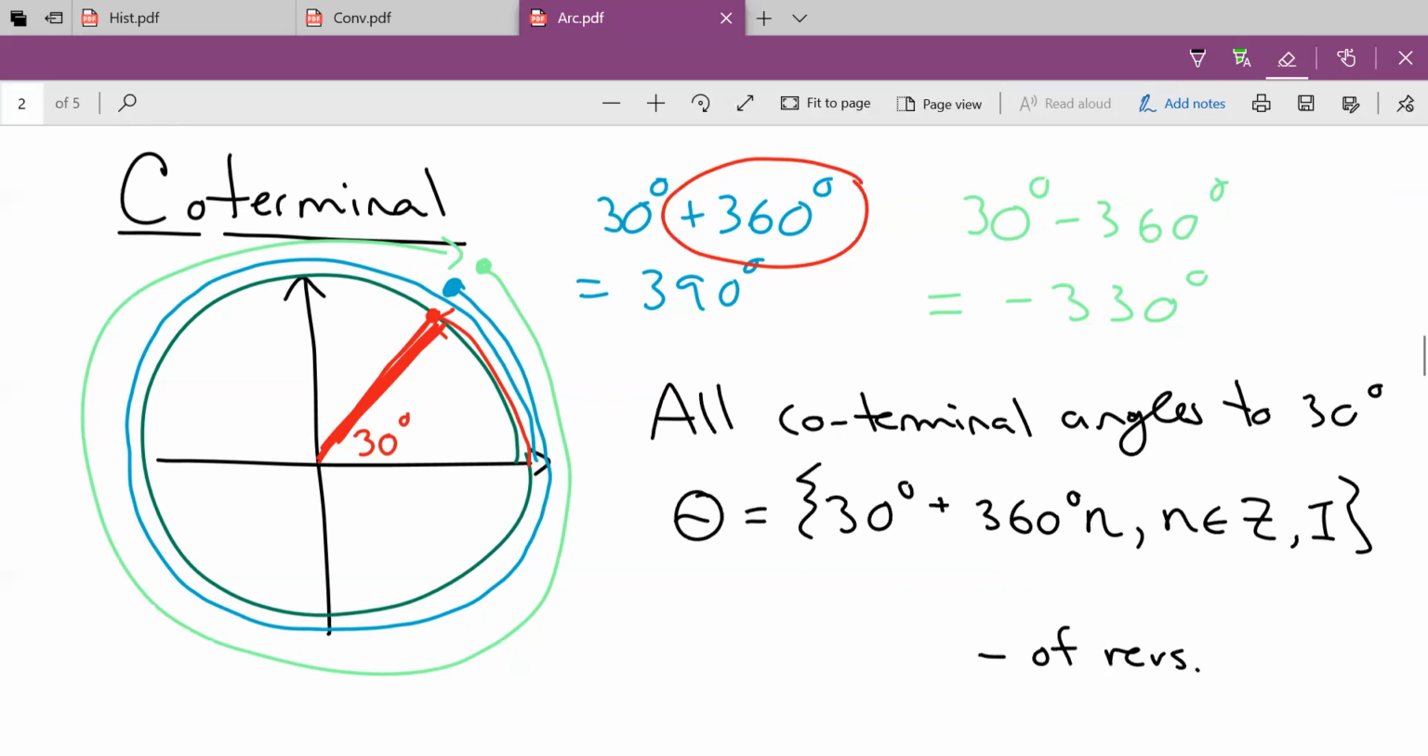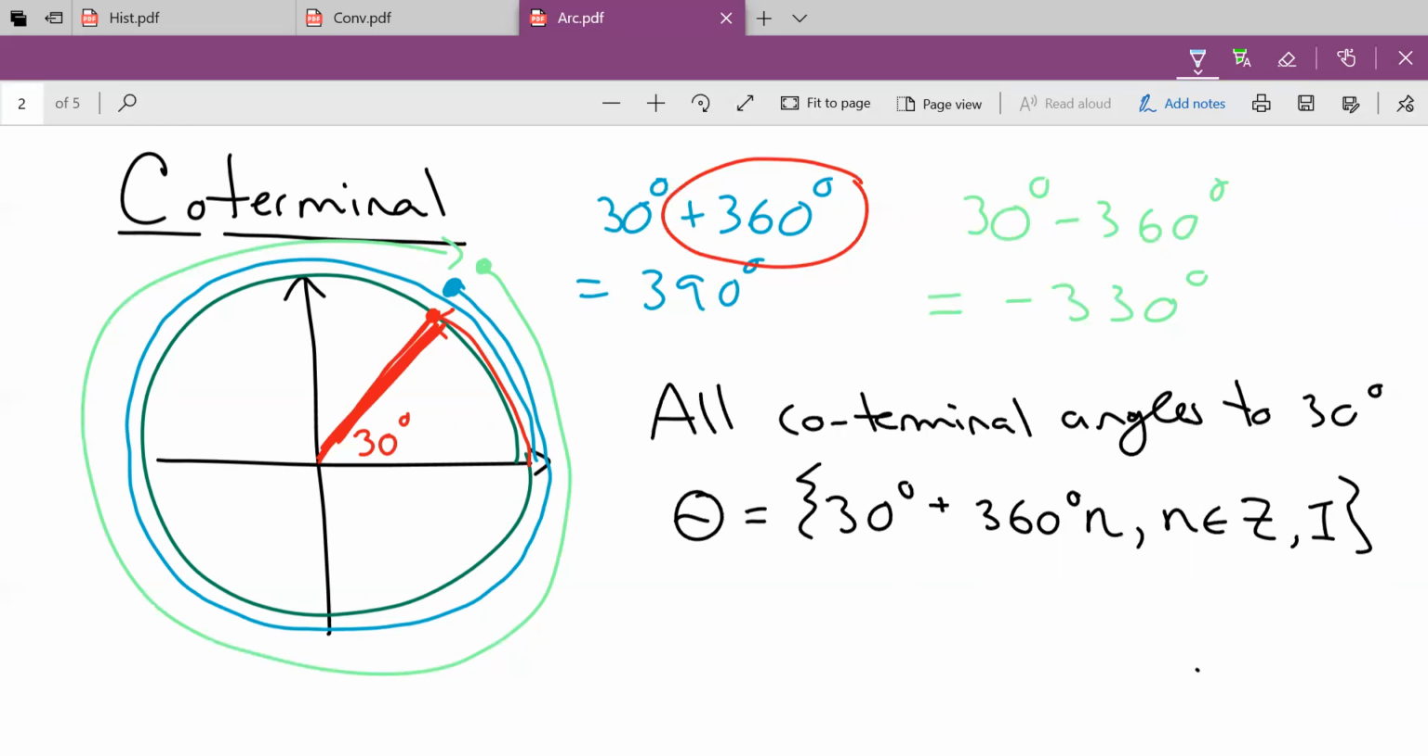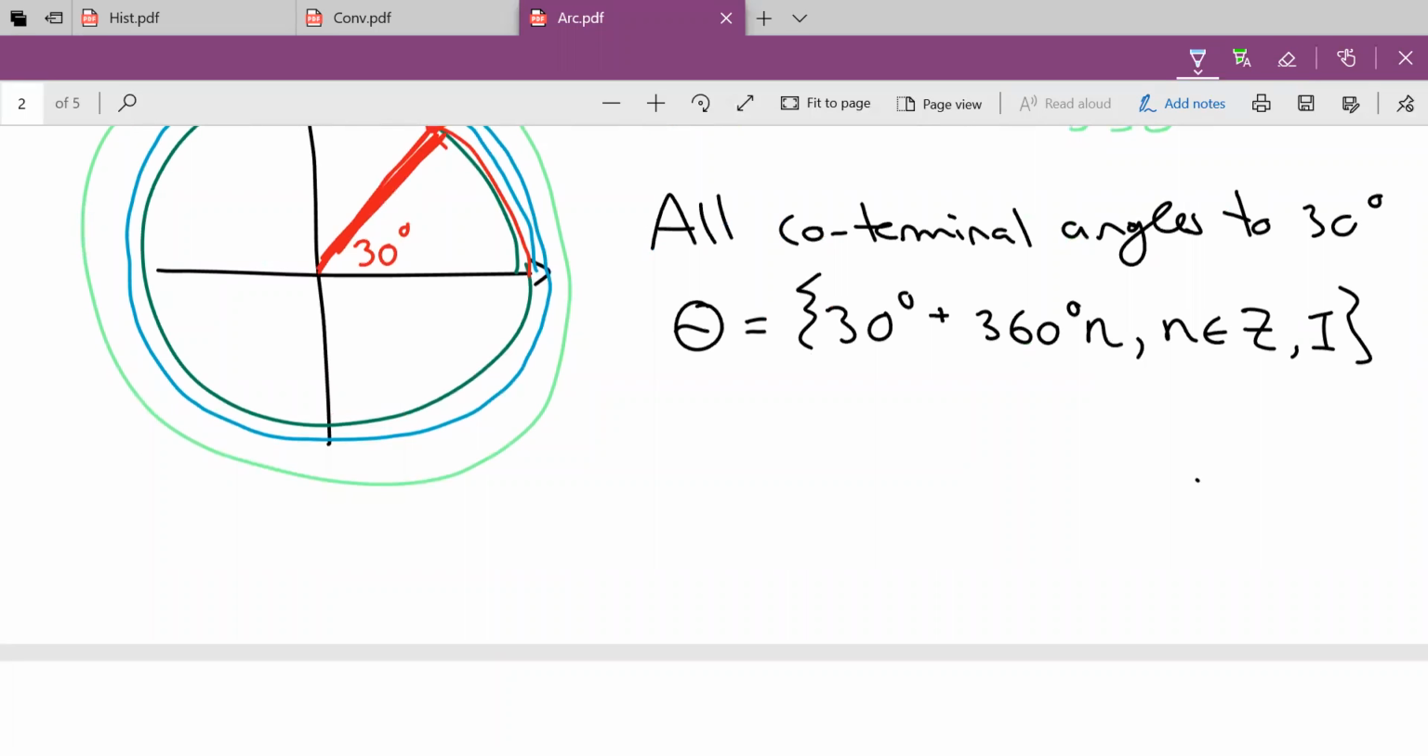What if they gave me a question in radians? Well, no big deal. If I'm in radians, I do the same thing. If I said, what is coterminal with an angle of pi over 6? Well, instead of adding 360, I'm going to add 2 pi because that's a full revolution in radians. If I wanted all coterminal, I'm going to put in n for the number of revolutions, comma, n is a member of the integers. And there's my set notation.